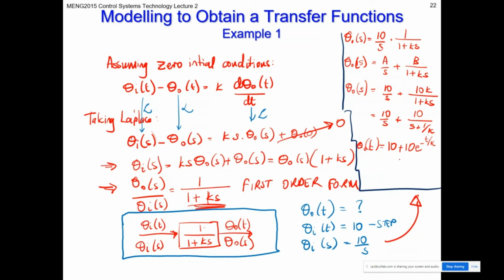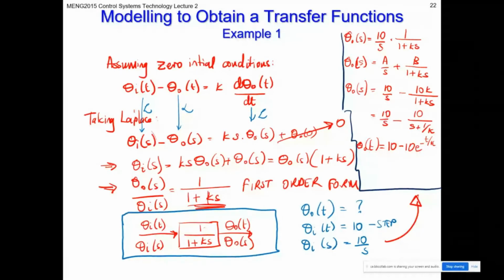Right, so this will be the output we get. It gives us a step. Maybe a slight error here. This should be a minus 10k minus. Yeah, thought something was going wrong here. Right, so it gives us a step of 10 minus 10 e to the minus t upon k. Right, and that gives us a step plus a decaying exponential. Right, so that'll be the output form.